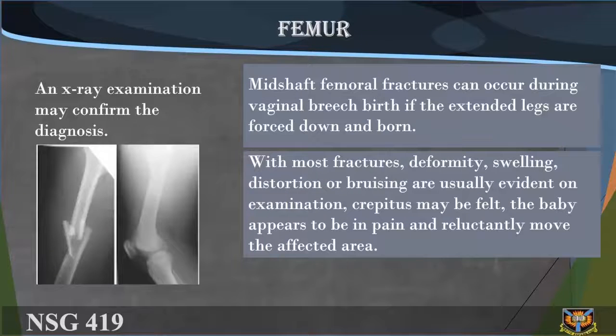Femur. Mid-shaft femoral fractures may occur during vaginal breech birth if the extended legs are forced down. With most fractures, deformity, swelling, distortion, or bruising are usually evident on examination. Crepitus may be felt. The baby appears to be in pain and is reluctant to move the affected area. An X-ray examination may confirm the diagnosis.